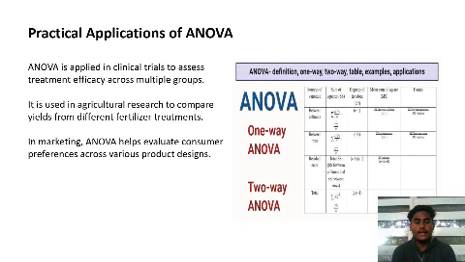Practical applications of ANOVA. ANOVA is applied in clinical trials to assess treatment efficacy across multiple groups. It is used in agricultural research to compare yields under different fertilizer treatments. In marketing, ANOVA helps evaluate consumers' preferences across various product designs.